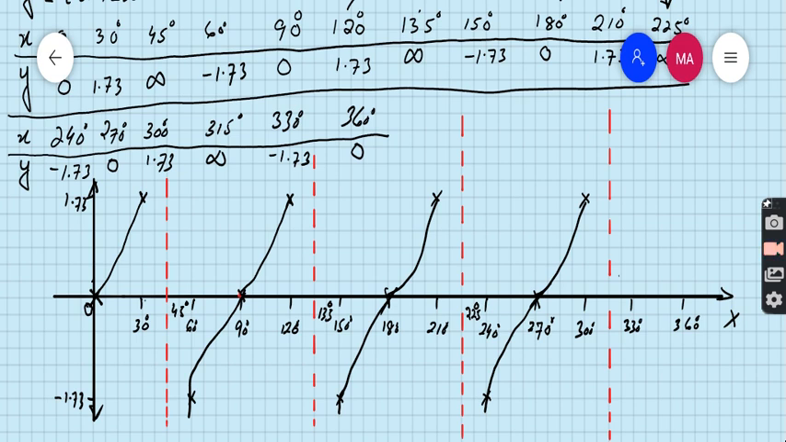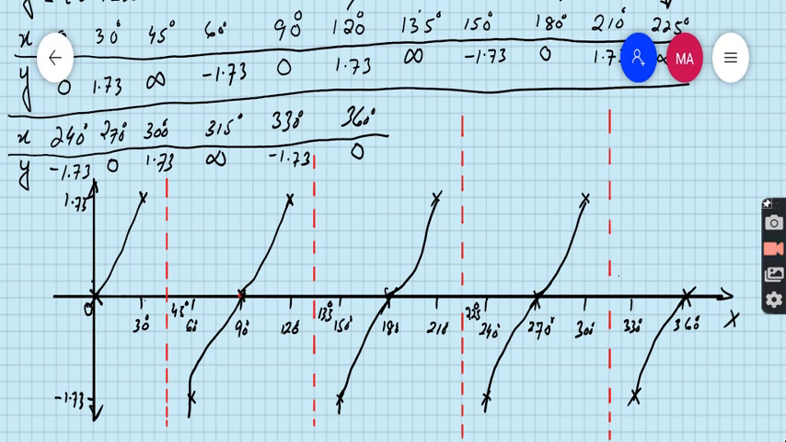At 330 the value is minus 1.73, and finally at 360 the value is 0. Join these 2 points. This is your graph from 0 to 360 degree. All red lines are asymptotes, meaning angles which give tangent undefined. The graph is not very good, but the concepts are 100% clear.